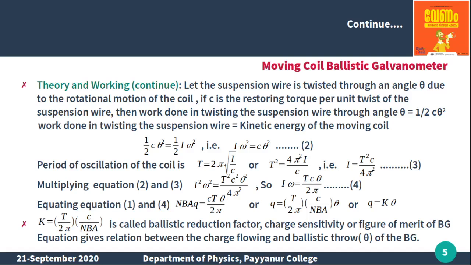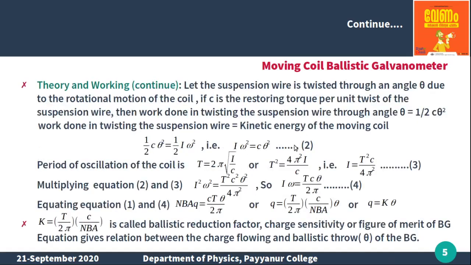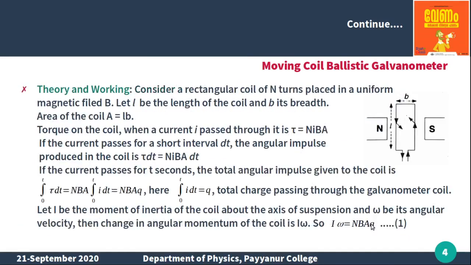So what can we write? The work done, half C theta square, will always be equal to half I omega square, the kinetic energy in the rotational motion, where I is the moment of inertia and omega is the final velocity. Cancelling half and half, you get I omega square is equal to C theta square. This is equation 2. Now we want to simplify and get an equation for Q using equations 1 and 2.